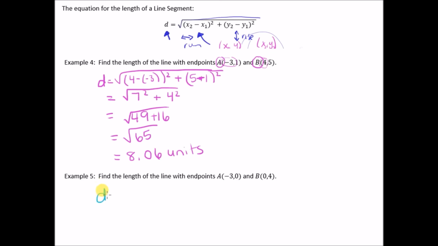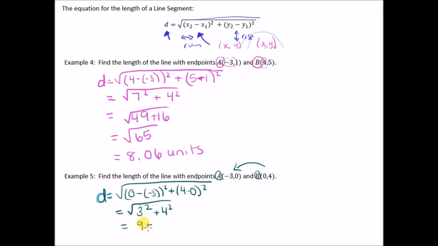All right, and now let's try example 5. And you should be able to start to try these on your own. Okay, again, A, B. I'm going to do B minus A. That's a very common thing in mathematics, the backwards. Okay, 0 minus negative 3. 0 minus negative 3. Again, a double negative there. Okay, 4 minus 0. So I get 3 squared plus 4 squared, which gives us 9 plus 16, which gives us root 25. I'm not going to be lazy this time because it's actually a really pretty number, 5 units.